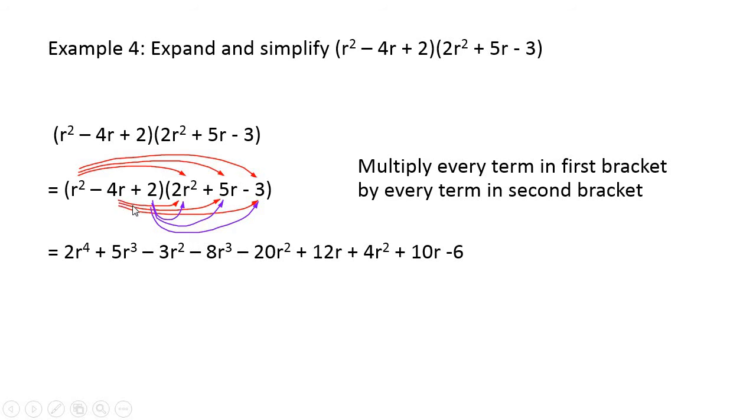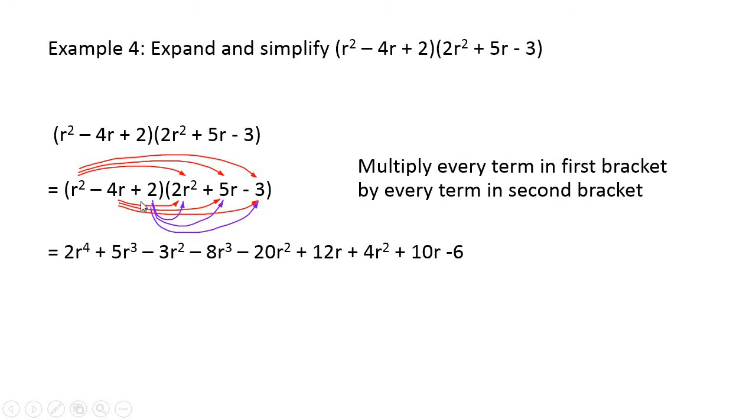Negative 4r times 2r squared is negative 8r cubed. Negative 4r times positive 5r is negative 20r squared. Negative 4r times negative 3 is positive 12r. And finally, 2 times 2r squared is 4r squared, 2 times 5r is 10r, and 2 times negative 3 is negative 6.